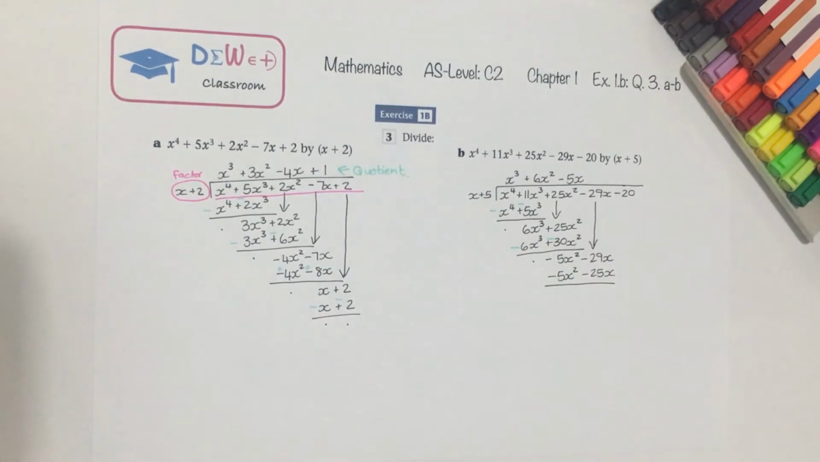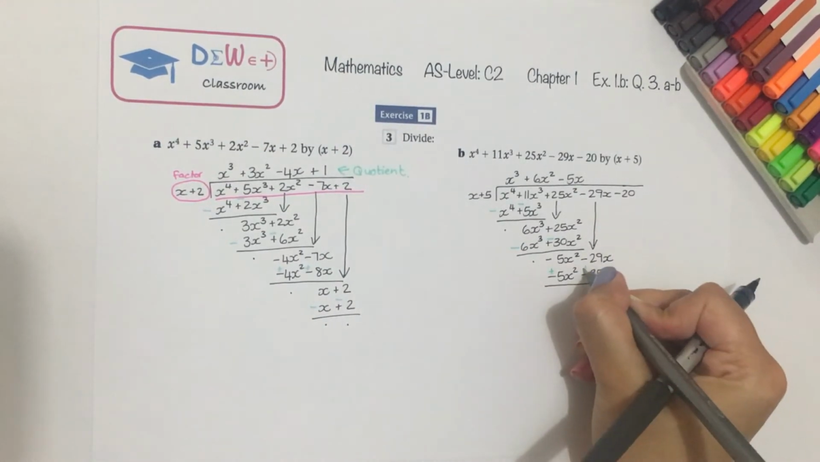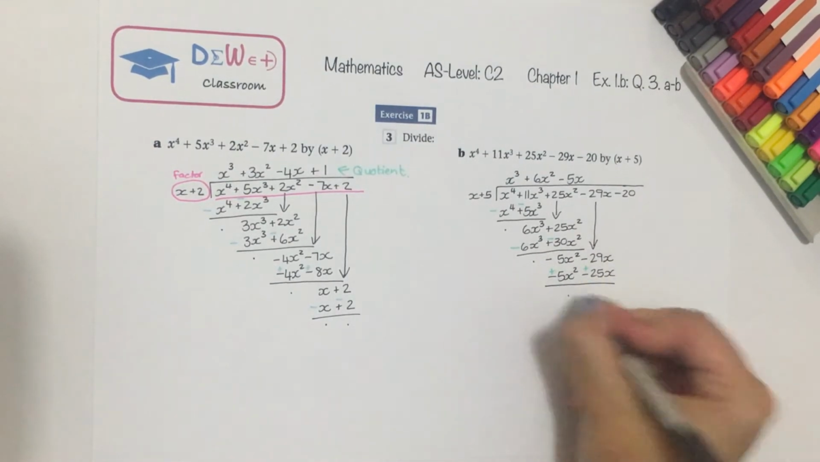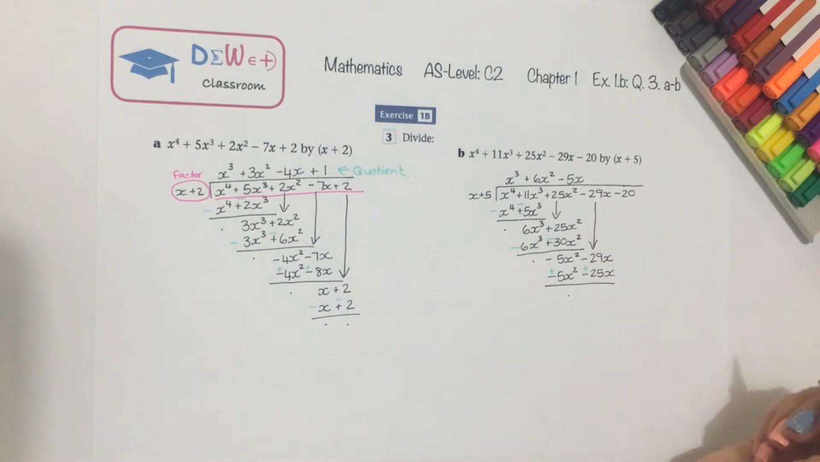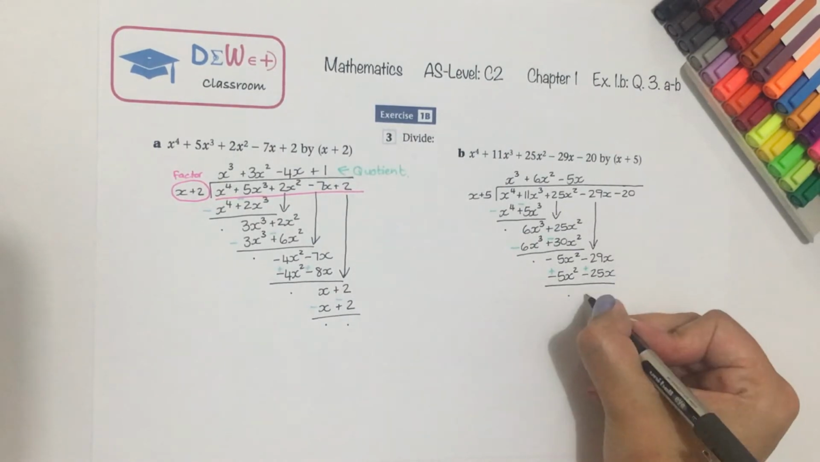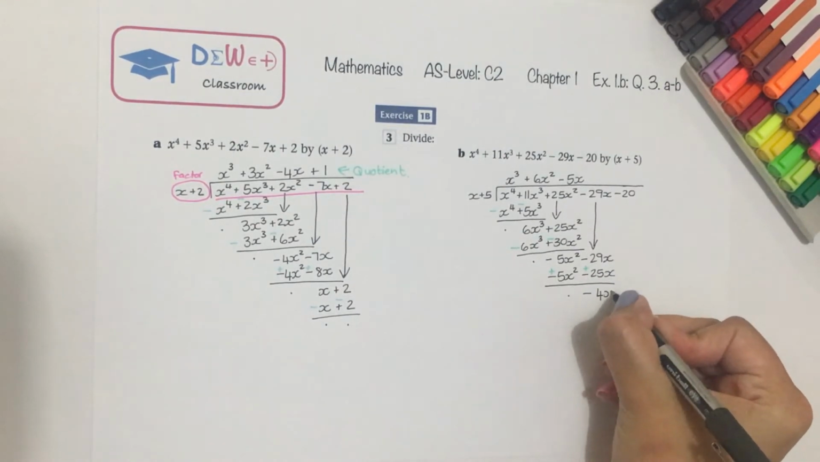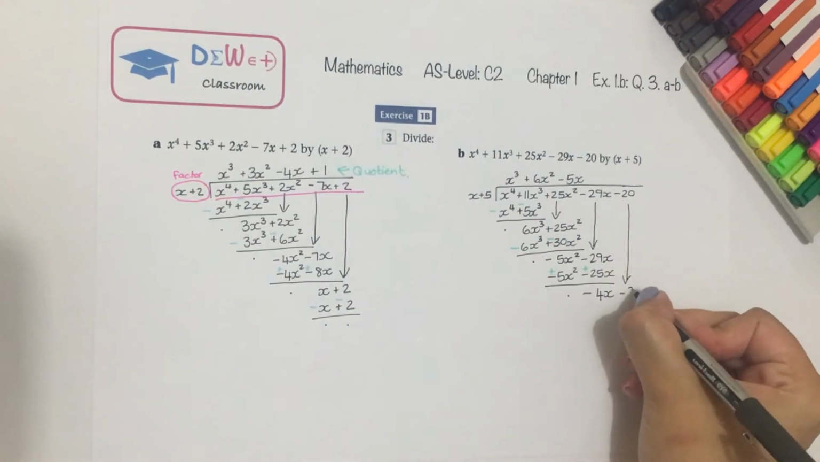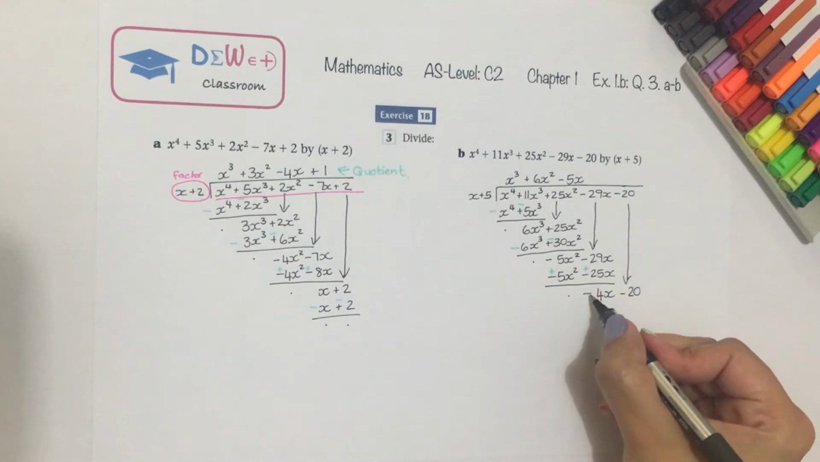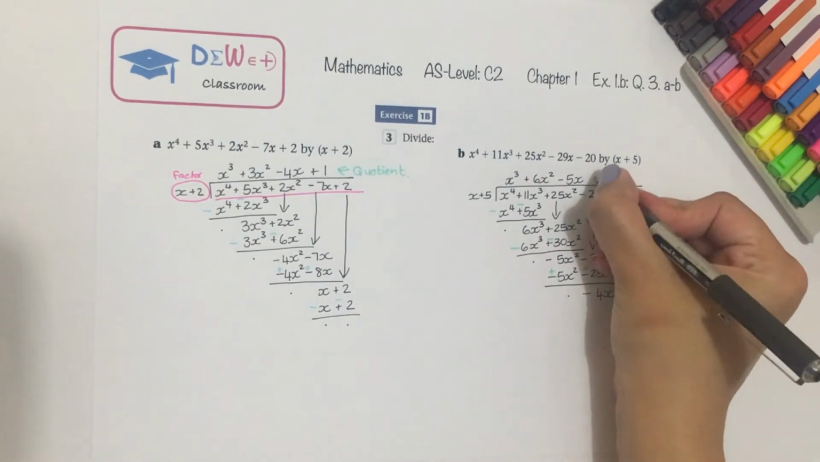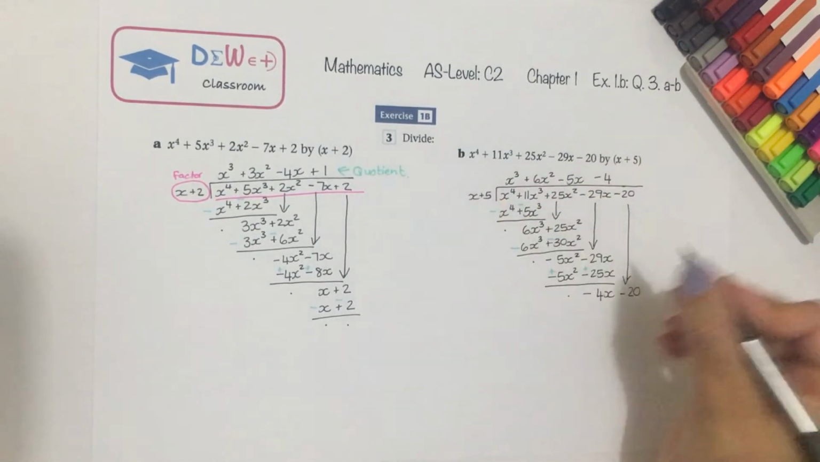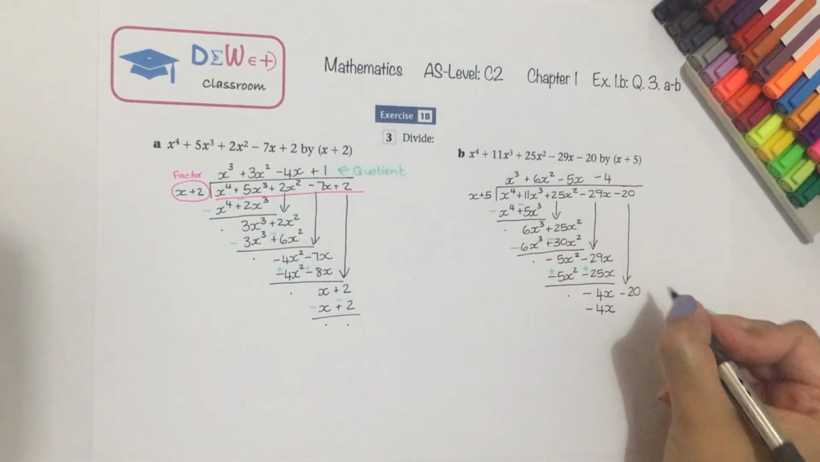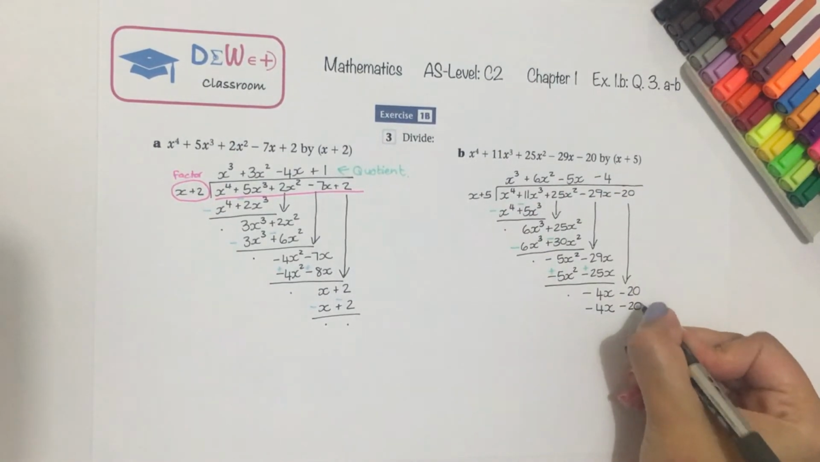We're going to subtract this from one another, so we change the signs. Minus 5x squared plus 5x squared is 0. Minus 29x plus 25x gives us minus 4x. We lastly bring down the minus 20. Minus 4x divided by x is minus 4. Minus 4 times x is minus 4x. Minus 4 times 5 is minus 20.